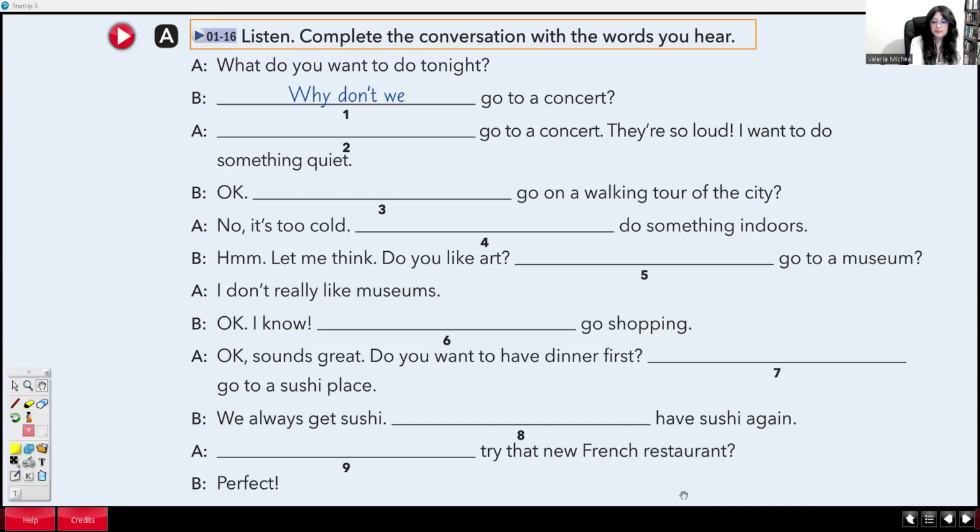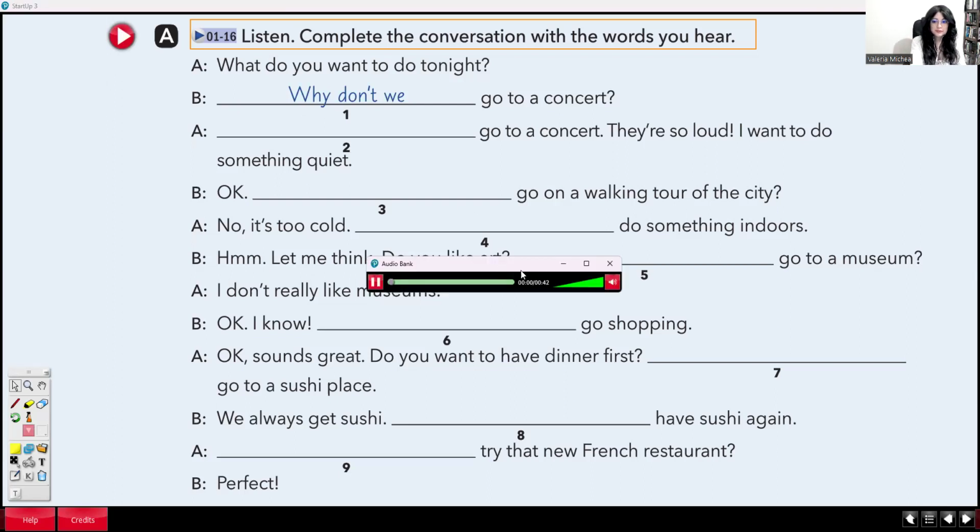So let's start. Let me make sure that I'm sharing my sound because sometimes I don't, and I don't want to fail on this. All right, I'm hoping that everybody is ready, and now let's listen.